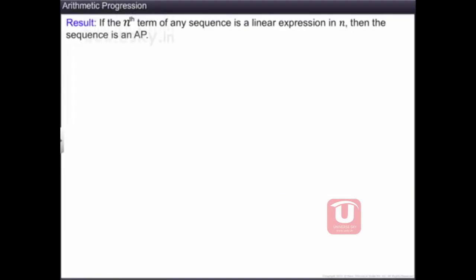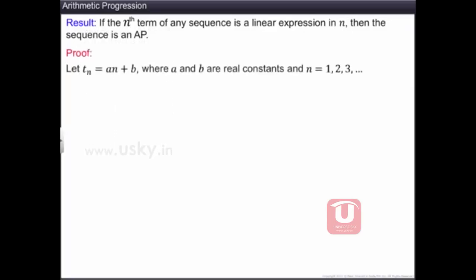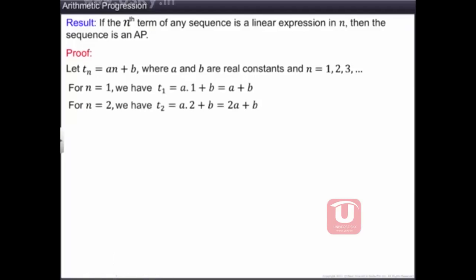Let the nth term of the sequence be equal to an plus b, where a and b are real constants and n is equal to 1, 2, 3 and so on. For n equal to 1, we have the first term as a plus b. For n equal to 2, we have the second term as 2a plus b. For n equal to 3, the third term is 3a plus b. Similarly, the (n minus 1)th term is equal to a into (n minus 1) plus b.